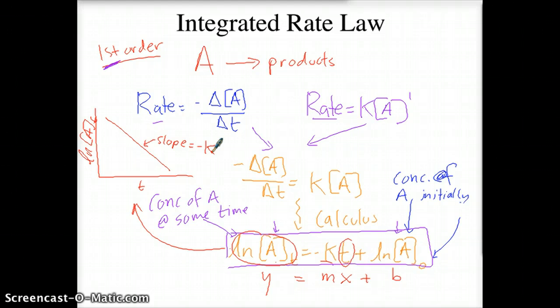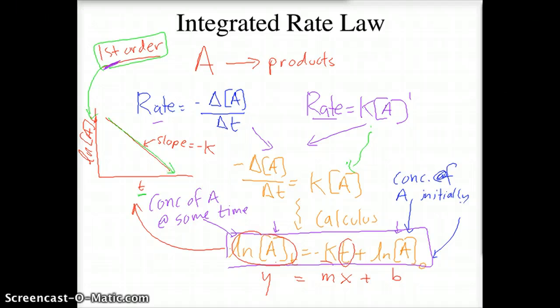So what you need to walk away with, don't worry too much about the derivation, the stuff of the equations here and here. Don't worry about that. What you need to know is that for a first order reaction, if you plot the natural log of the concentration versus time, you'll get a straight line with a negative slope for first order.